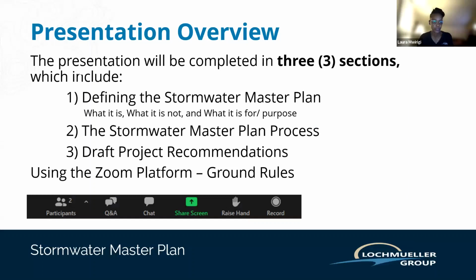We will go ahead and review the presentation overview. The presentation will be completed in 3 sections, which include defining the Stormwater Master Plan, what it is not, and what it is for. What's the purpose? Secondly, we'll review the Stormwater Master Plan process. This will review the data gathering and analysis methodology used to develop the Stormwater Master Plan. Thirdly, we will go through the draft project recommendations. This will include a graphical and data presentation of the proposed projects to address stormwater concerns for the City of Rock Hill.